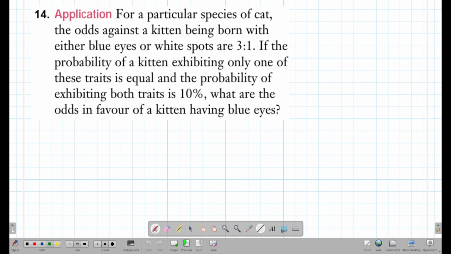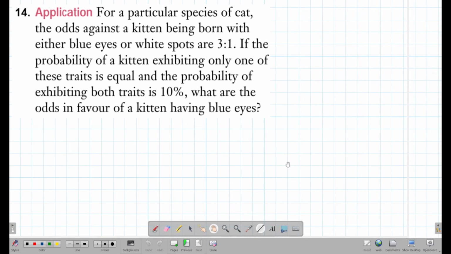Okay, this is 6.5, mutually exclusive events, and this is question 14. So question 14 reads, for a particular species of cat, the odds against a kitten being born with either blue eyes or white spots are 3 to 1.